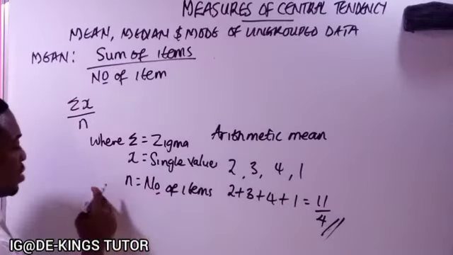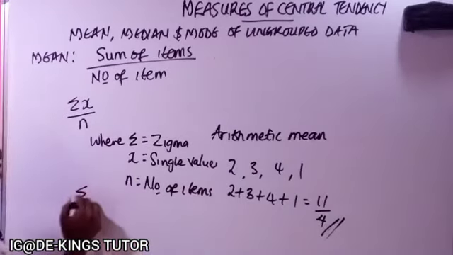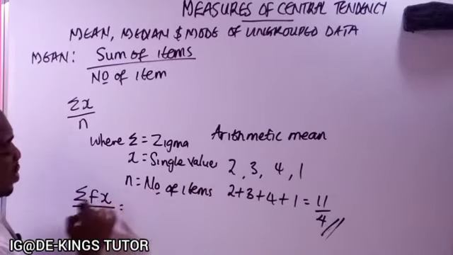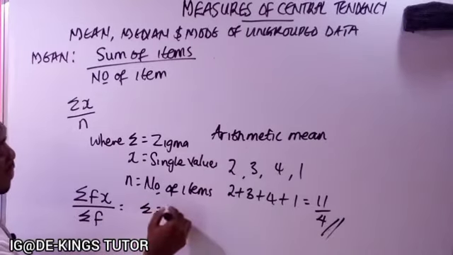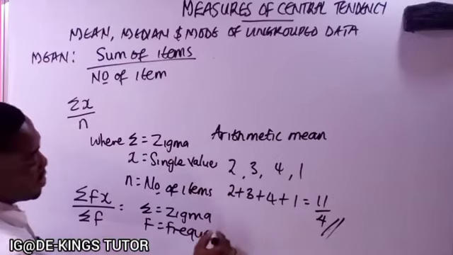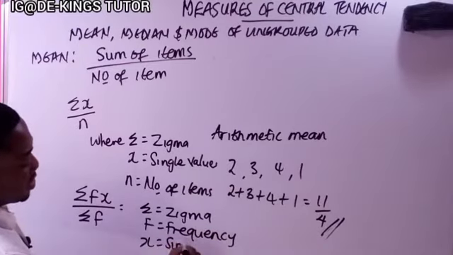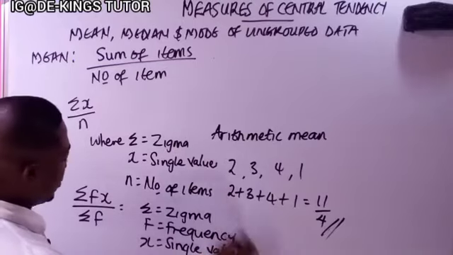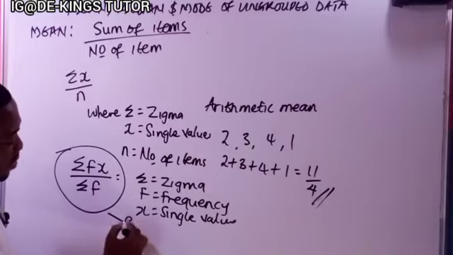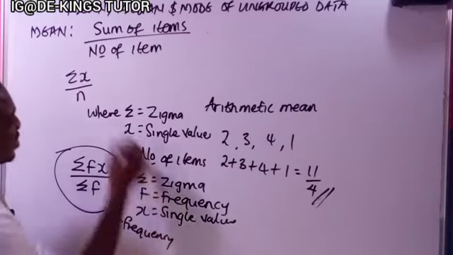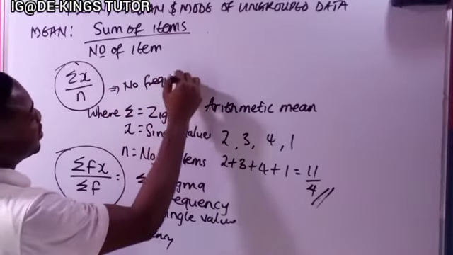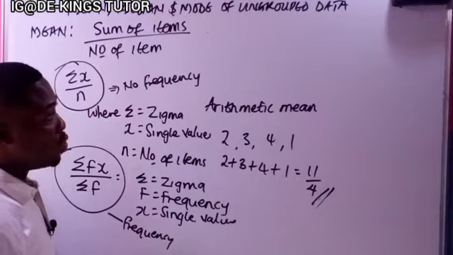But to get the mean when a frequency is involved, it is sigma fx over sigma f, where sigma stands for summation, f stands for the frequency, and x is the single value. So this is for the mean when it involves frequency, and the other is with no frequency.